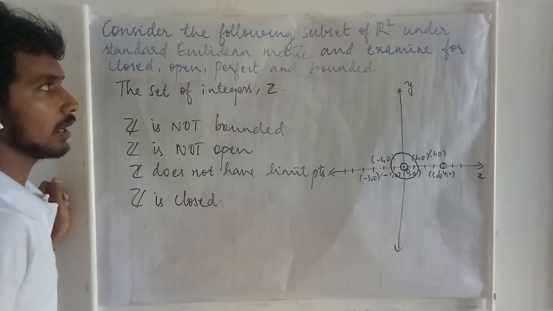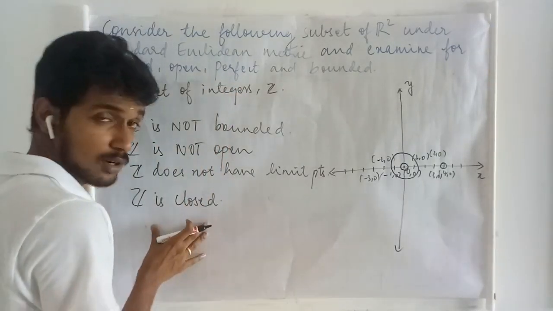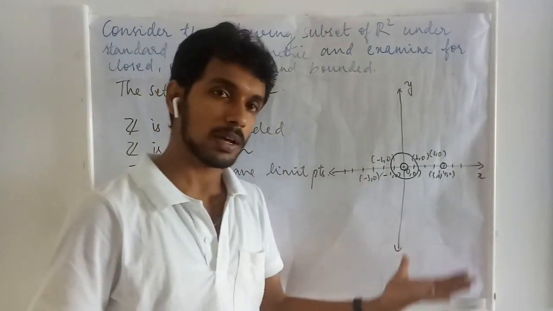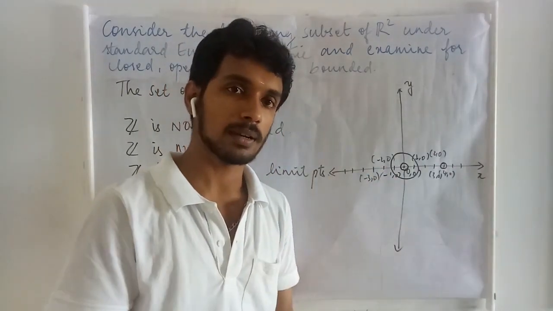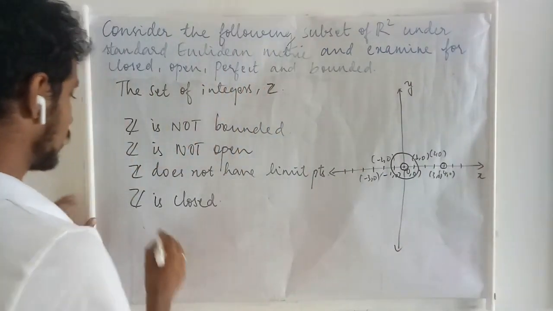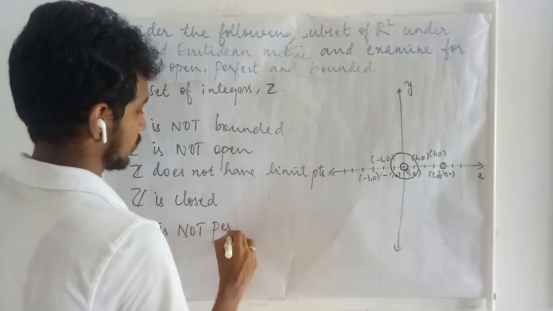Next, what should we check? We have to check whether it is perfect or not. The same thing. It is closed, but it does not have any limit points. If we don't have limit points, we don't need to check whether all the points are limit points or not, because none of the points here are limit points of that set. Therefore, Z is not perfect.